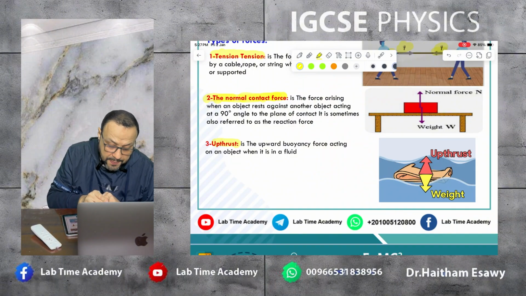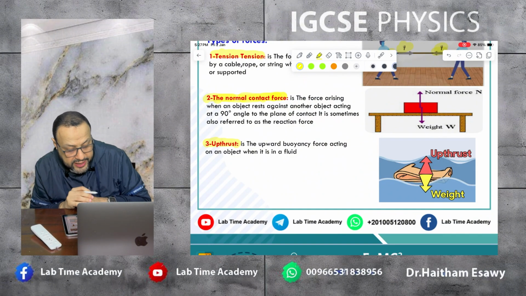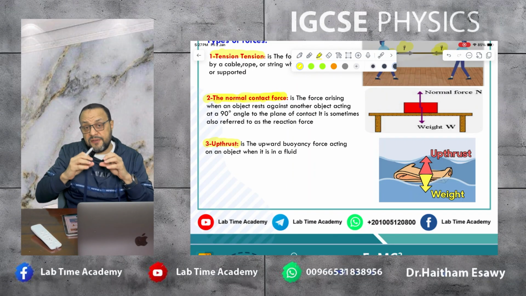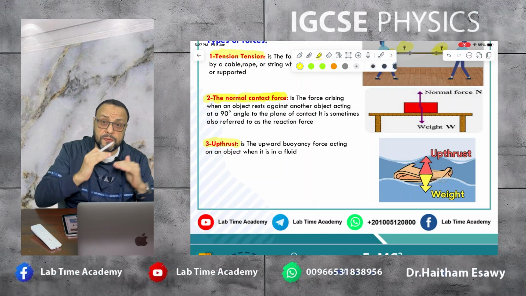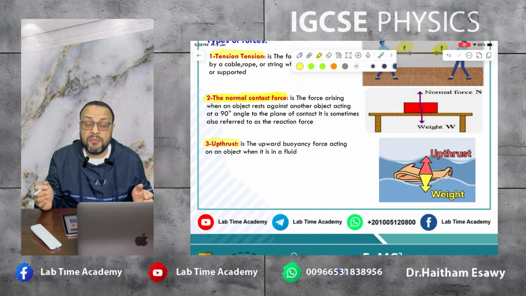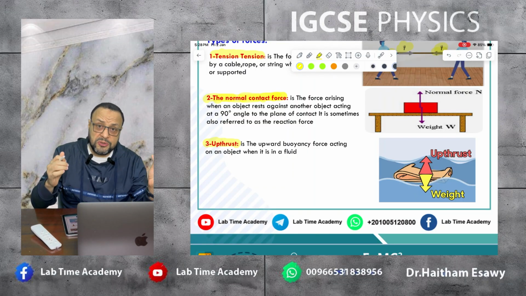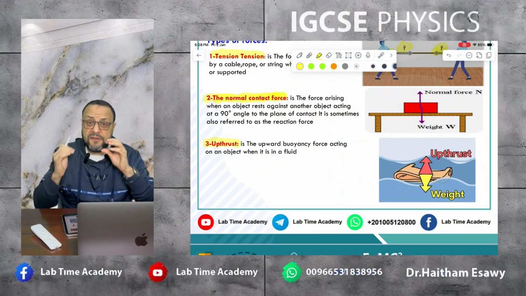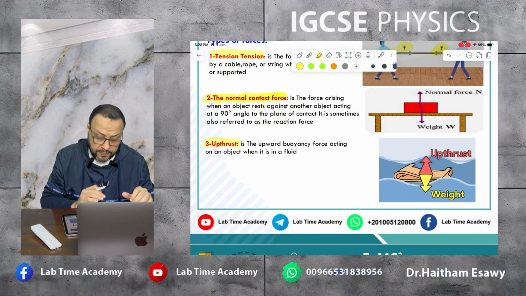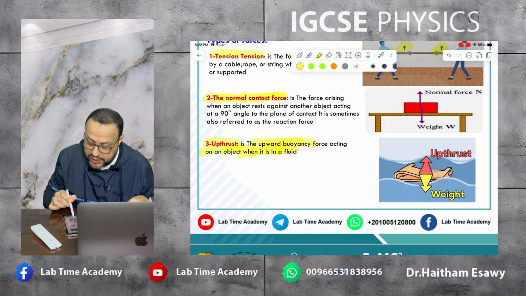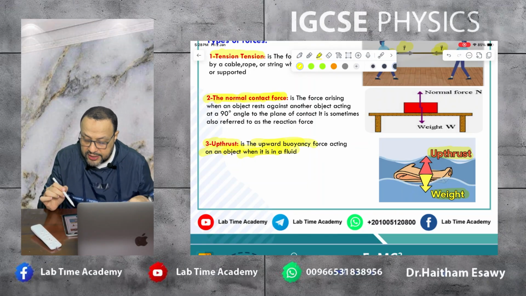After that, we have the upthrust force. Actually, we can name it the buoyancy force. When the object is in a fluid, we have an upthrust force, upward. What about the fluids? You took it before. Fluids means liquid or gas. So when the object is in a liquid or gas, it will be affected by the upthrust force. So this is the upward buoyancy force acting on an object when it is in a fluid. As you see in front of you, here we have the weight and here the upthrust force, with the object in water.